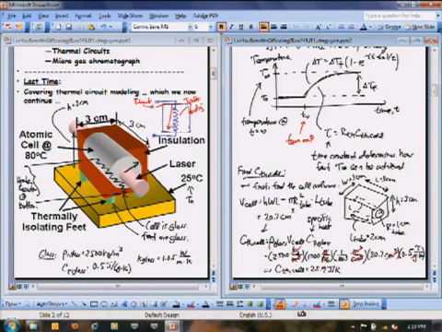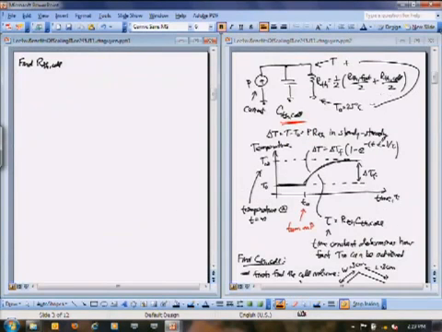Now you notice in my little equation here, I don't really need just the thermal resistance of the cell. I need the thermal resistance of the cell divided by 2. So I can go about getting that by getting the whole thermal resistance of the cell, or I can just get half of it. And it turns out it's a lot easier just to get half of it, so that's what I'm going to do. Okay, so I'm going to find the thermal resistance of the cell divided by 2.